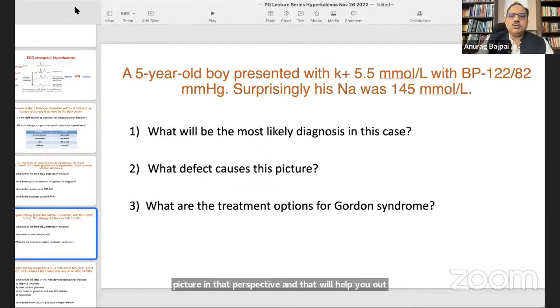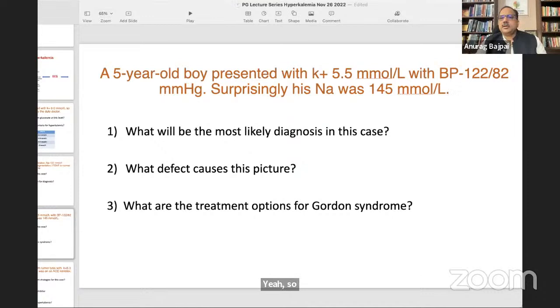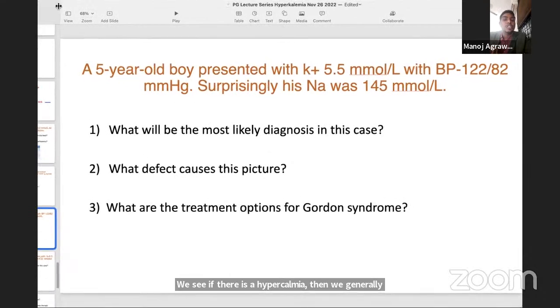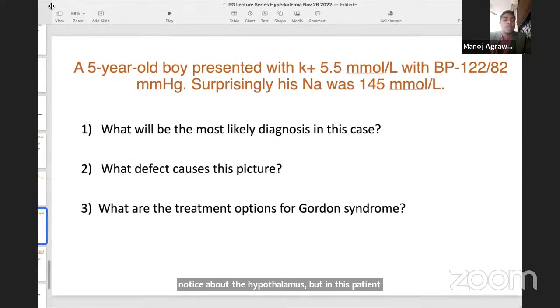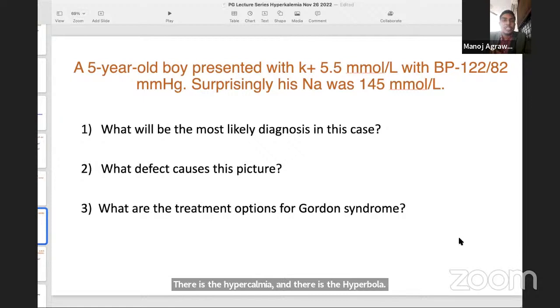Now, next case, Dr. Manoj, I think, is there. Yeah, sorry, it was some technical error from my side. So, a 5-year-old boy presented with potassium 5.5 millimole per liter, and the BP is on the higher side, 122 over 82 mm Hg. Surprisingly, generally if there is hyperkalemia, we notice hyponatremia, but in this patient sodium was around 145 millimole per liter. My first question is, what will be the most likely diagnosis? There is hyperkalemia and there is hypernatremia, so there are only rare possibilities in this patient.